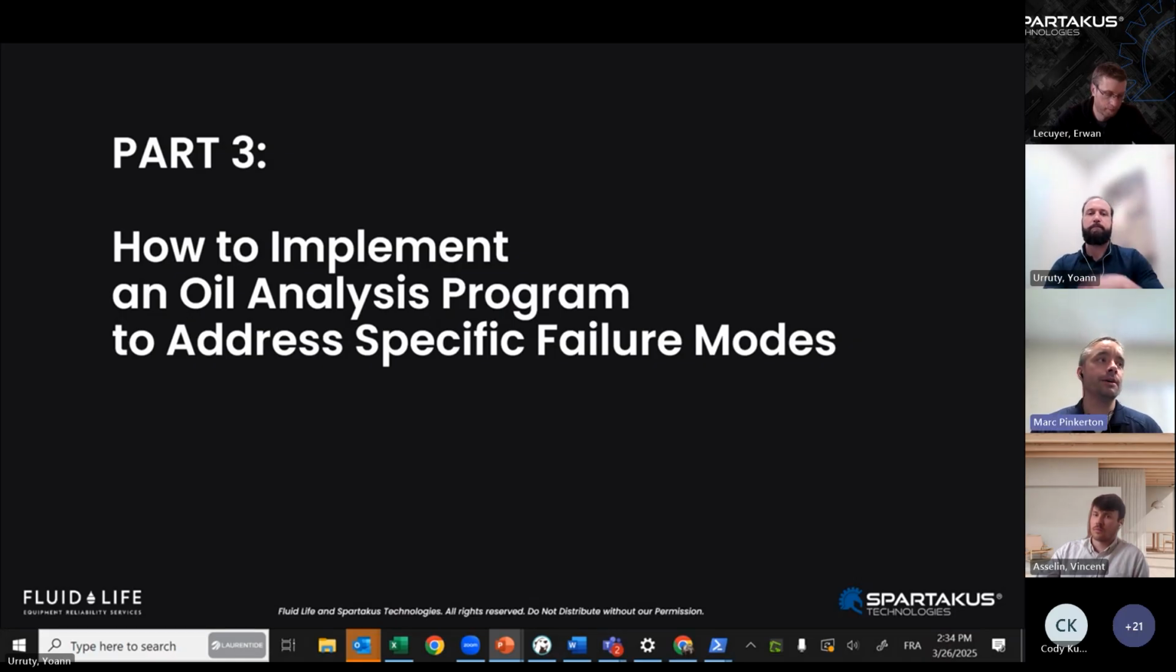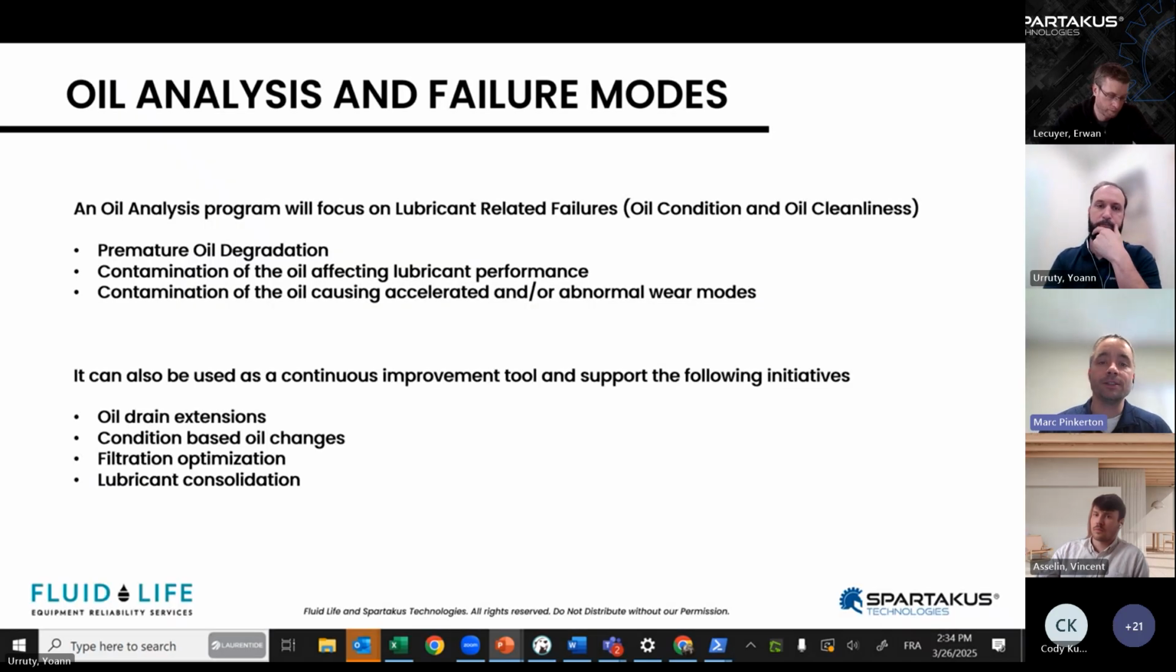So how do we implement an oil analysis program to address specific failure modes? Johan mentioned it at the start. What is oil analysis the best at in terms of the various failure modes that you're going to deal with in a gearbox application? Oil degradation is one, whether that be premature or oils left in service for too long. Oil health: what's the chemical health of my oil look like? Contamination affecting lubricant performance. There are different options here, but we're going to focus on water as the main culprit.